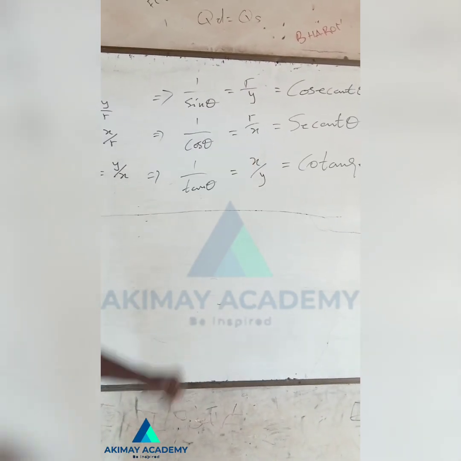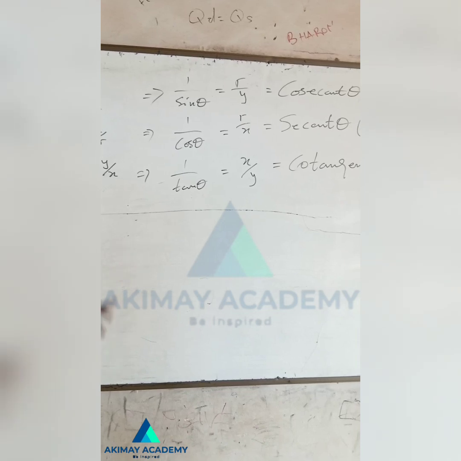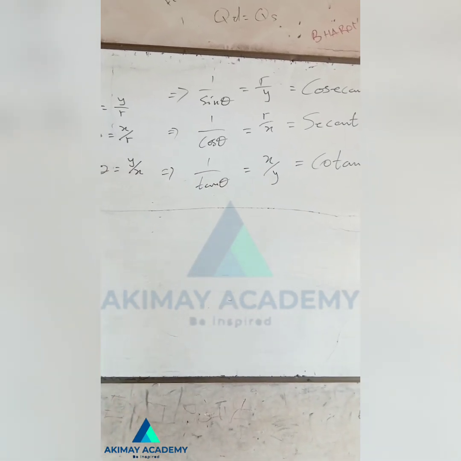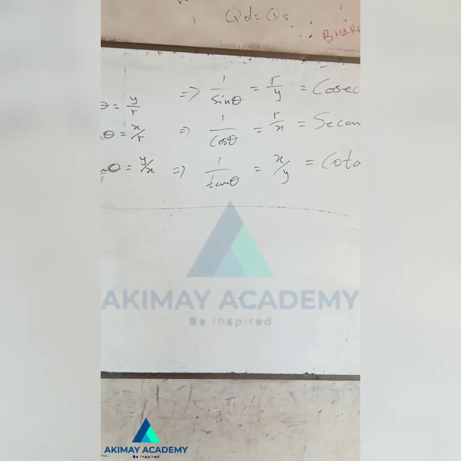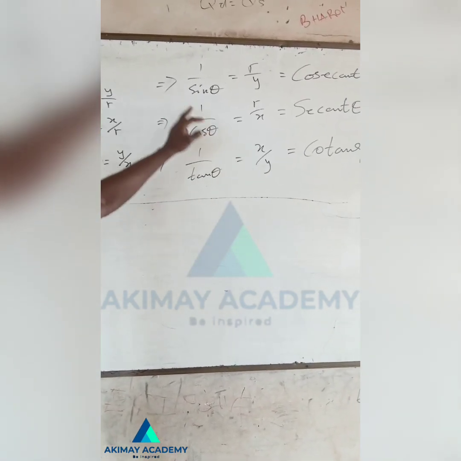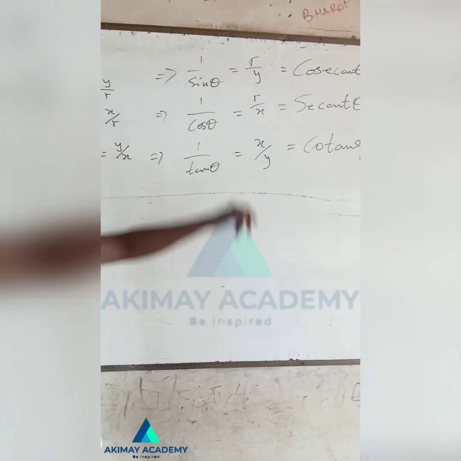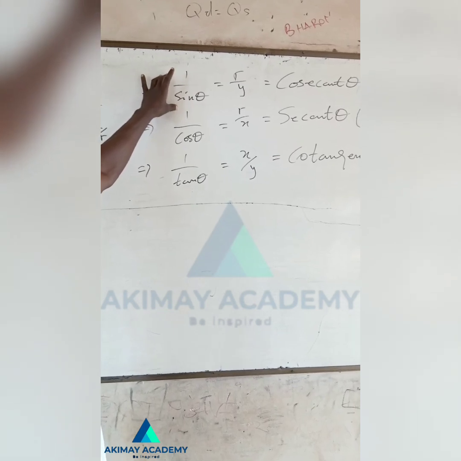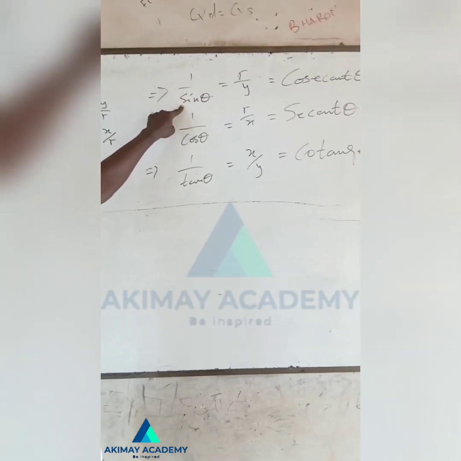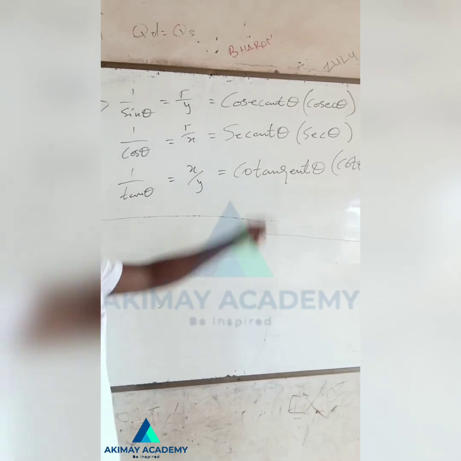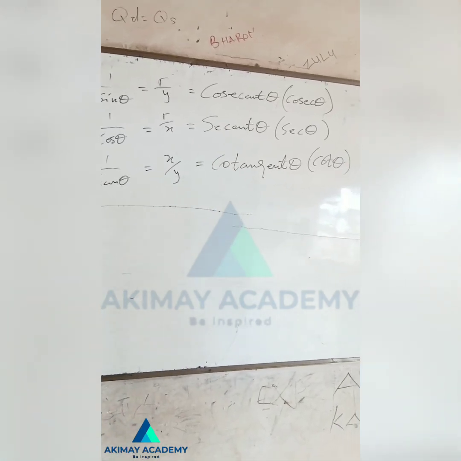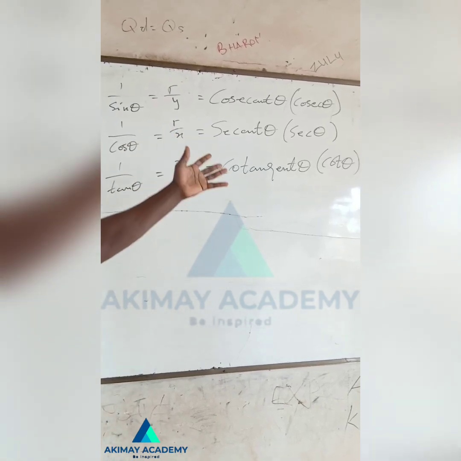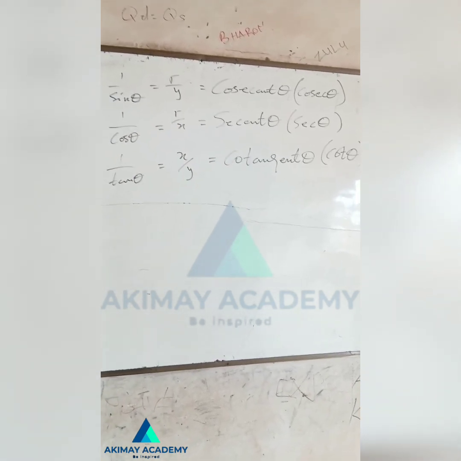The same applies to this section, cos. We are having r out of x for our cos. Then tan, we have x out of y. Now, whenever you reciprocate these basic ratios, they generate new names, or we have a nice name for them. So 1 out of sin theta tends to be cosecant theta, which we shorten to cosec theta. So whenever you see cosec theta, then we are talking about 1 out of sin theta.